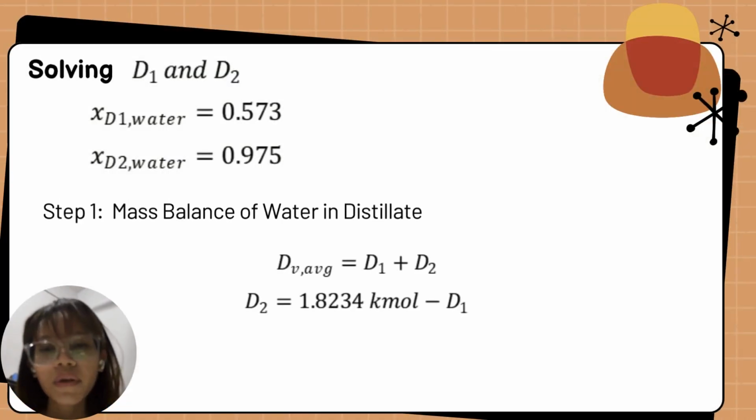For part B, we're going to solve for the two distillate liquid products withdrawn, D1 and D2, having a mole fraction of water equal to 0.573 and 0.975 respectively. First, we're going to do a mass balance of water in the distillate. DV average is equal to D1 plus D2. This DV average is the one that we had computed in part A. Hence, we can rewrite the equation to get the equation for D2.